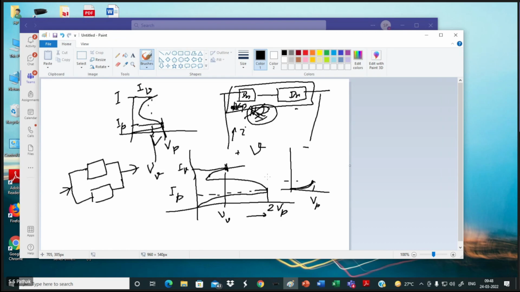This will be your 2 IP, because both the currents are added, it will break down like this. So here, this was my IV. It will become 2 IV now. What about this? This will be your VB only.